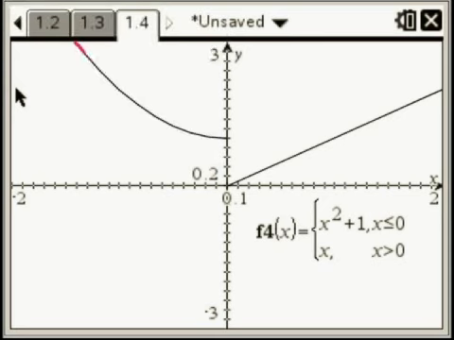This function has a segmented definition. It's also called a piecewise function. That means it includes different expressions for different parts of its domain. It's also an example of a jump discontinuity.